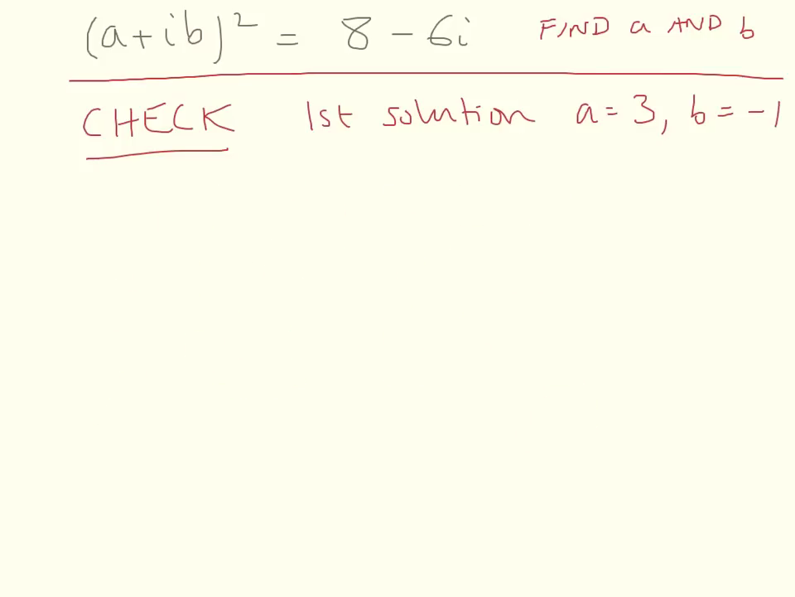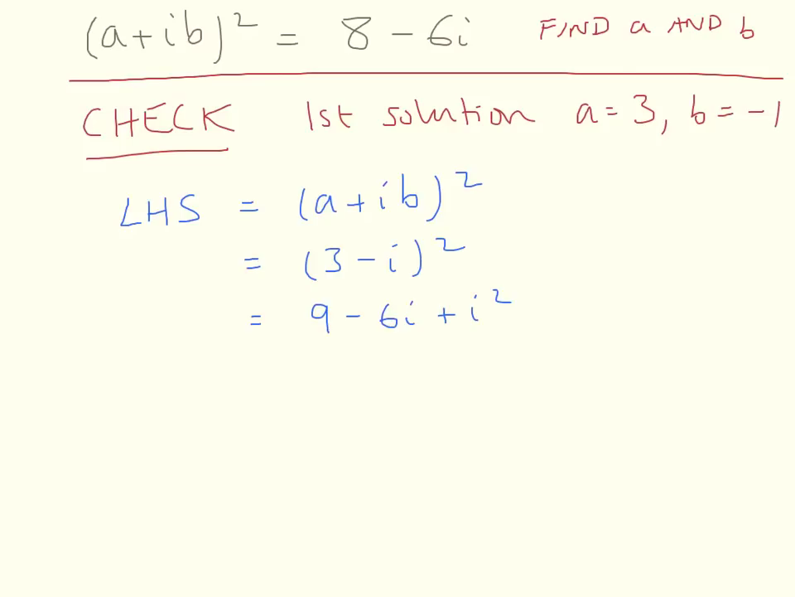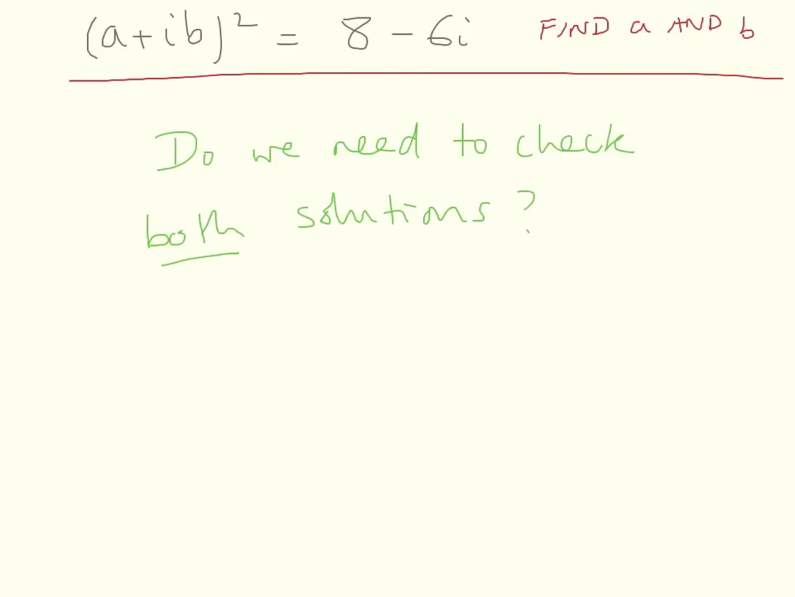Let's do the check properly. Instead of substituting into the whole equation, we're just going to substitute into the left-hand side and check that it equals the right-hand side. So there we go. If a equals 3 and b equals minus 1, then the left-hand side equals the right-hand side. So that's a proper check for our first solution.